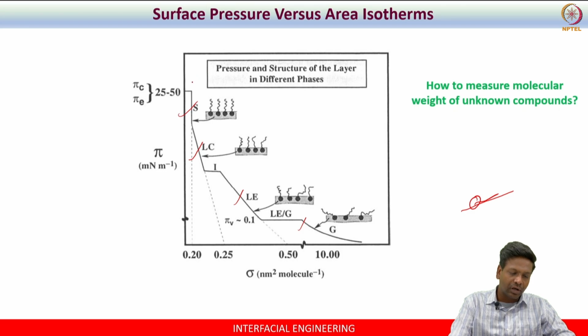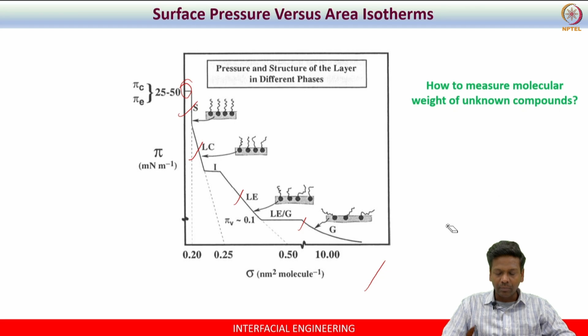After that, you will reach the point where you reach the collapse pressure, because there is no further scope for compression. So you will reach saturation. That point is nothing but your collapse pressure, right? So this is how you collect the surface pressure versus area isotherm data. Another advantage is how you can measure the molecular weight of unknown compounds.